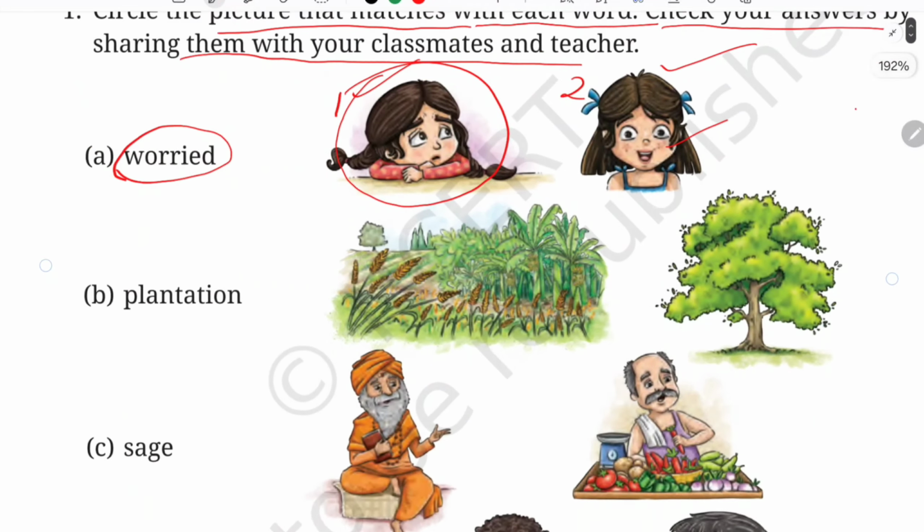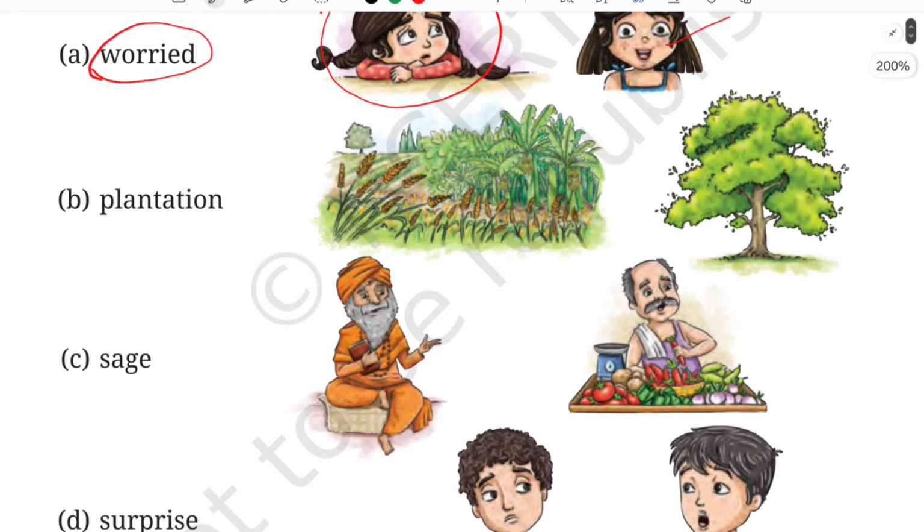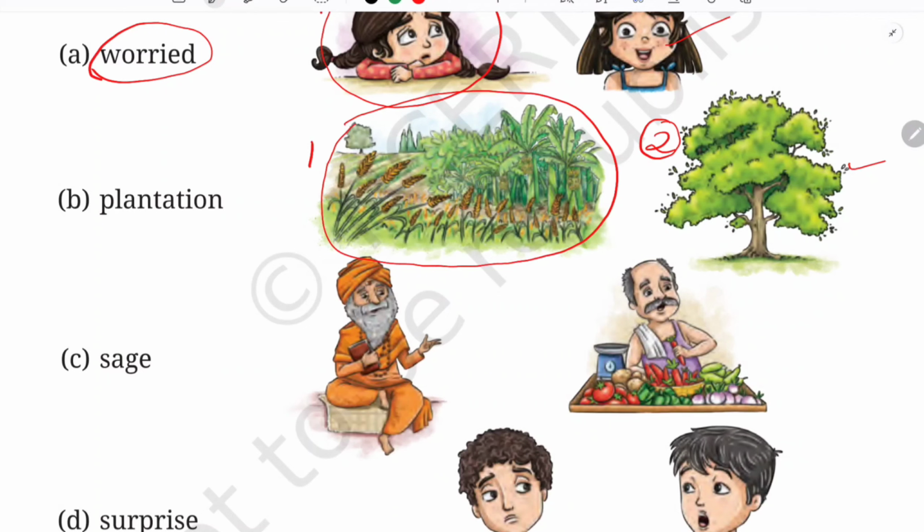Next let us see B. It is plantation. Out of these two pictures, which seems to be plantation? Plantation means when you are growing crops of the same type in a large field. In picture number 1 you can see a plantation of banana, isn't it? If you look carefully, it is a banana plantation, which is in great number. But in picture number 2, you can see only one tree, isn't it? So which will be your correct answer? We are going to circle picture number 1.